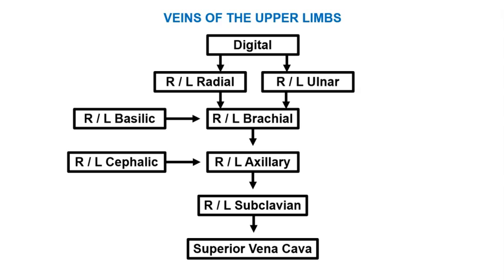The brachial vein then becomes the axillary vein, and the axillary vein will drain into the subclavian vein. Similarly, we also see that there is a vein called the cephalic vein, which will also drain its blood into the axillary vein as well. The axillary veins become the subclavian vein, and the subclavian veins empty their blood into the superior vena cava.